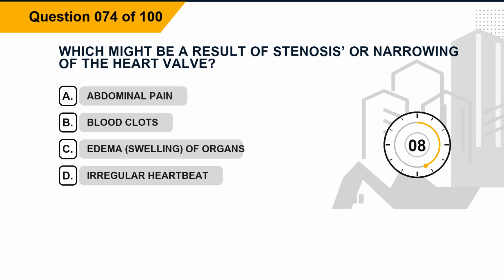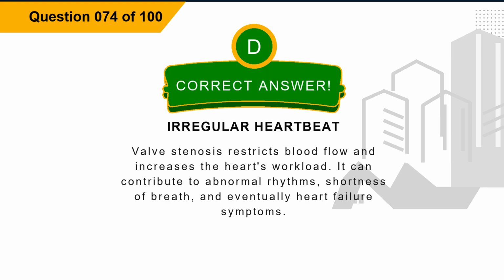Option A, abdominal pain. Option B, blood clots. Option C, edema, swelling, of organs. Option D, irregular heartbeat. The correct answer is option D, irregular heartbeat. Explanation: valve stenosis restricts blood flow and increases the heart's workload. It can contribute to abnormal rhythms, shortness of breath, and eventually heart failure symptoms.